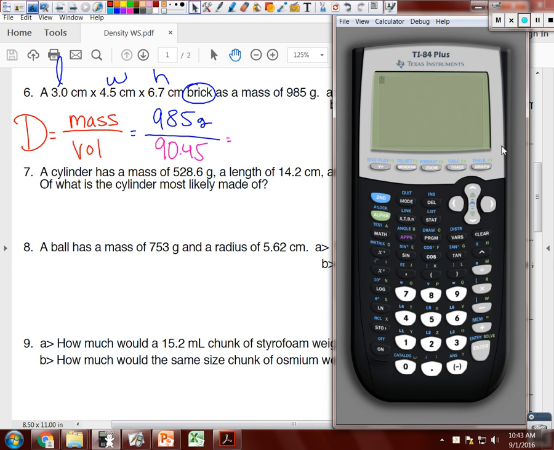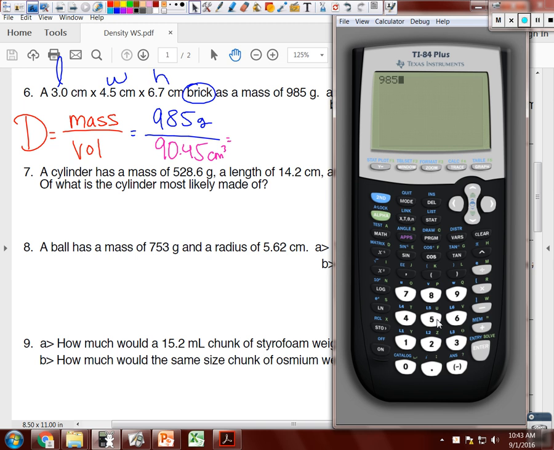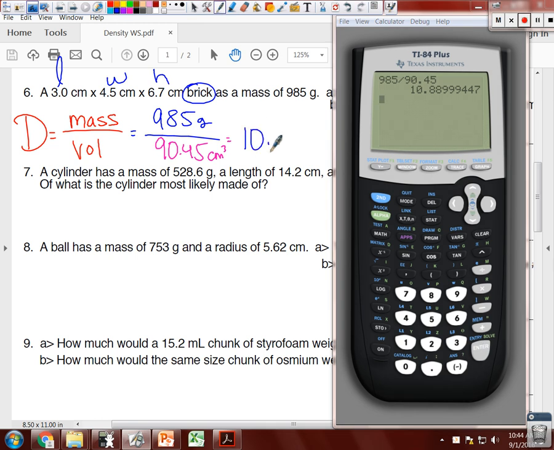So a unit on this thing. What is a centimeter times a centimeter times a centimeter? Very good. So we've got cubic centimeters or centimeters cubed. So now we need to figure out what our density is. So 985 divided by 90.45, and that's the answer that you get. How many of you just say 10? How many of you say 11? 10.8? 10.9? 10.88? 10.89? Okay. It is 10.9.